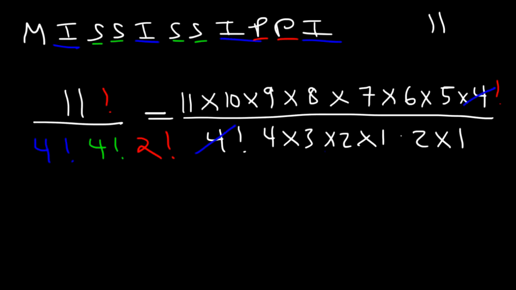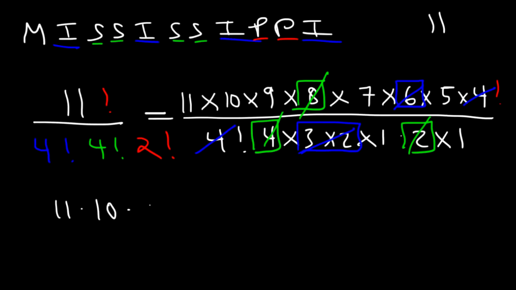And let's see, what else can we cancel? Well, we know that 3 times 2 is equal to 6. So we could cancel those. And also, 4 times 2 is equal to 8. So we could cancel that as well. So what we have left over is 11 times 10 times 9 times 7 times 5. So 11 times 10 is 110, and 7 times 5 is 35.